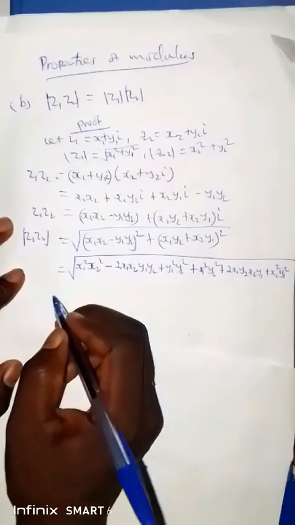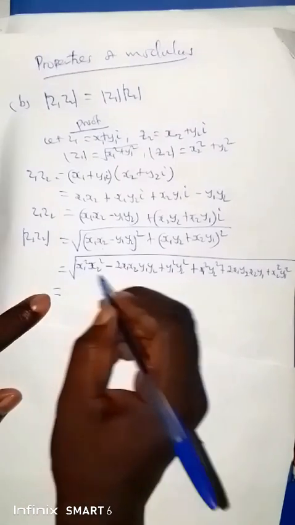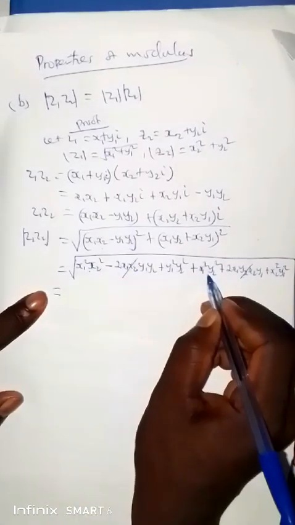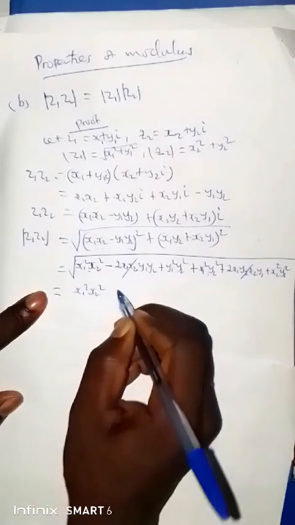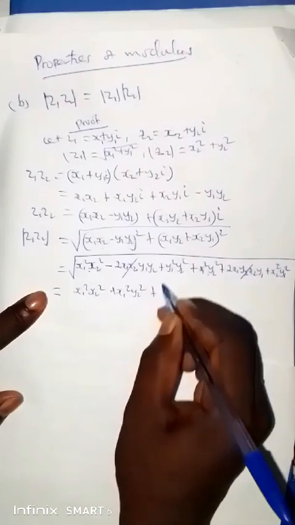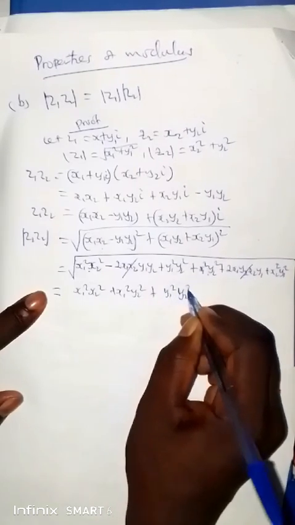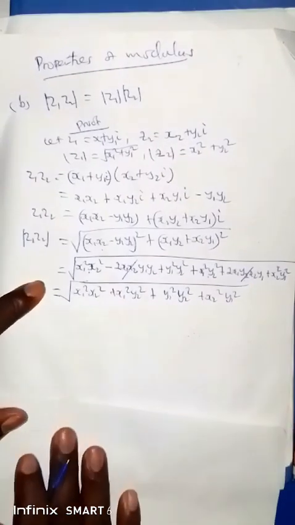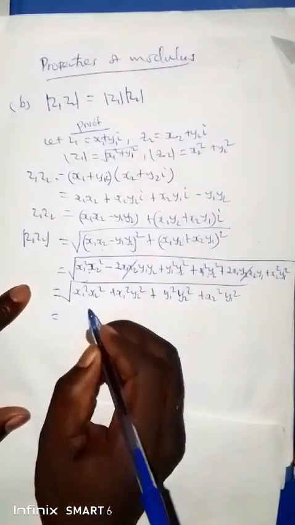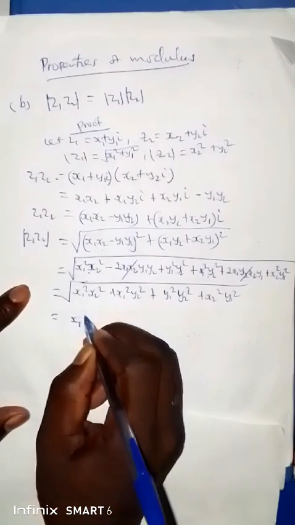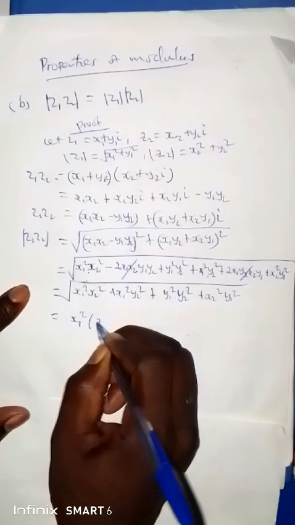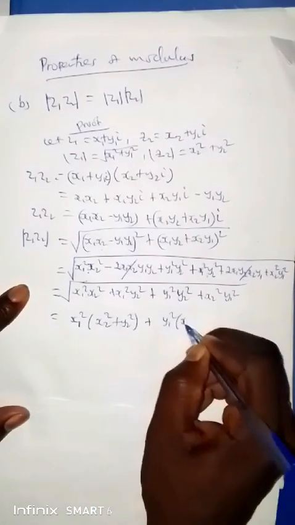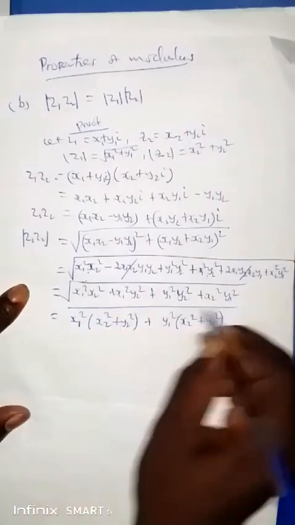So in that case, when you compare this part here and this part here, you see that this one can go and we remain with this and this one. That is X1 squared X2 squared plus X1 squared Y2 squared, then plus Y1 squared Y2 squared and X2 squared Y1 squared. When you look at these, X1 squared is common, so we leave the rest in brackets. Then here Y1 squared is common, and we remain with X2 squared plus Y2 squared. The whole of this is still in the root.